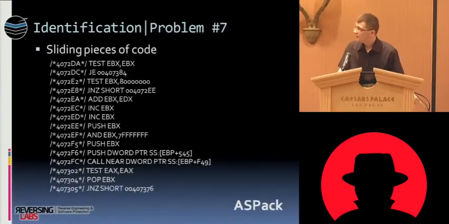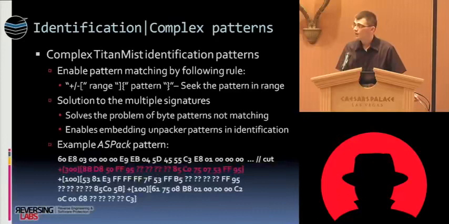Now the last problem we saw is the problem of sliding pieces of code. This is code which can be located anywhere inside the file, and this is ASPack, and that particular piece of code does import construction, so that's a call to GetProcAddress somewhere in there. So what we said is, okay, there are different versions of ASPack, and this is never at a static location. So if we have a static signature which is long enough to identify ASPack, why not have another signature inside it which validates that our unpacker will actually work?